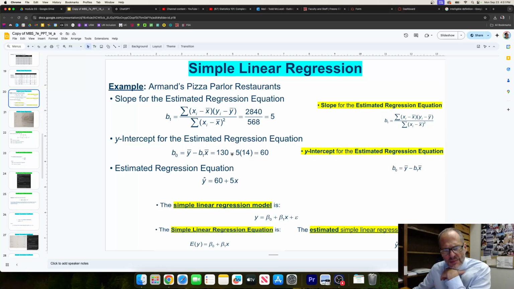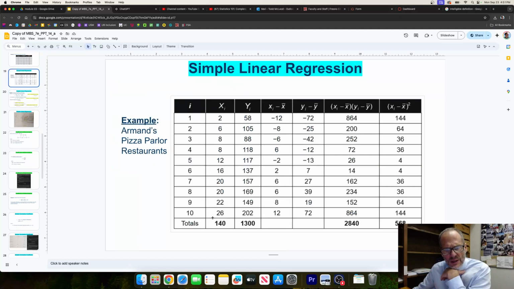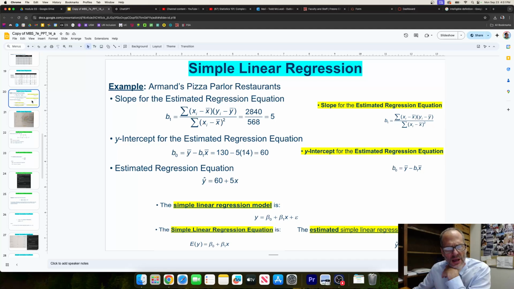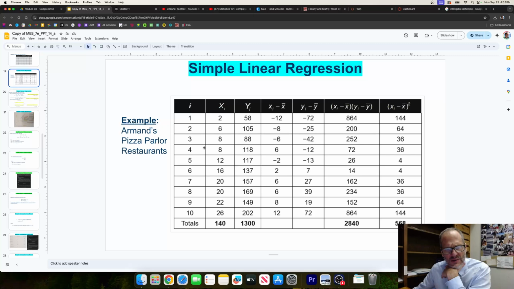And then minus 5 times 14. So 5 is our slope. And 14 is your x bar, which is just going to be 140 divided by 10. And then y bar is 1300 divided by 10, which is 130. And so you get 130 right here, which is your mean of y. And you get your slope, 5, which we calculated right here. And we get 14, which is our x bar, 140 divided by 10.